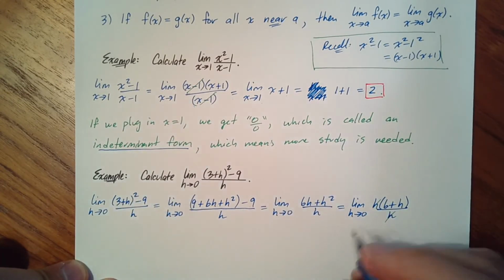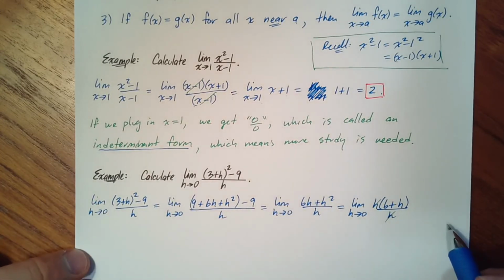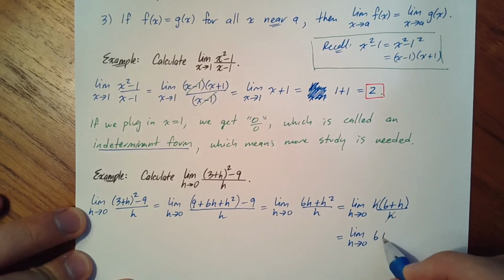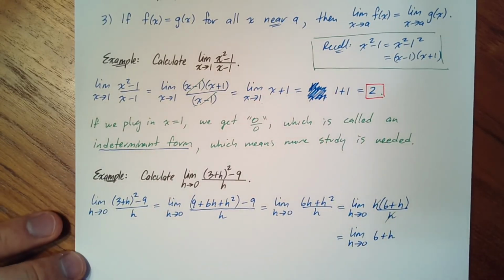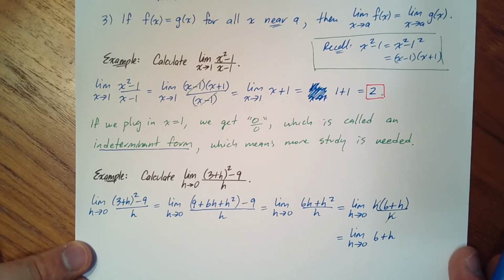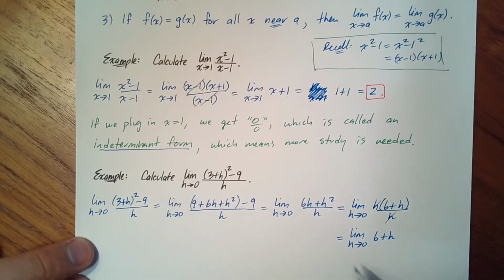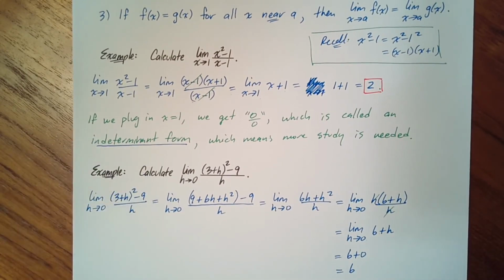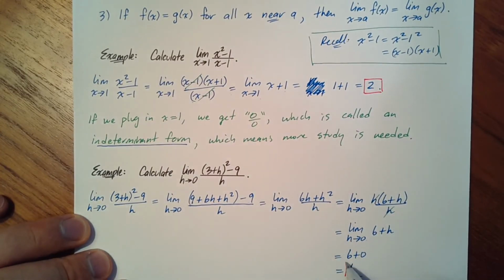And what are you going to be left with? I'm not going to quite have enough room to finish on this line, so I'm going to work downward from here. I'll say this is equal to the limit as h goes to 0 of 6 plus h. And now, 6 plus h is a polynomial in the variable h, so it has the direct substitution property. So we can just take h equals 0, plug it in, and we're going to get 6 plus 0, which is equal to 6, finally. Almost went off the screen, but that's what you're going to get for this example. So then we can put a box around that. That's our final answer.